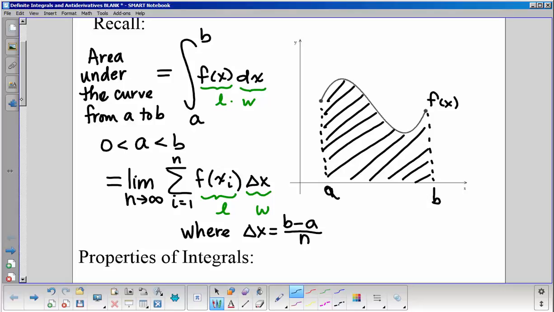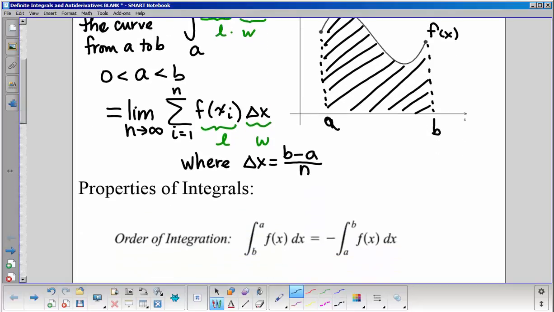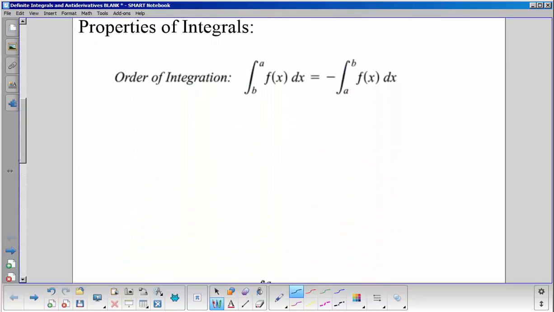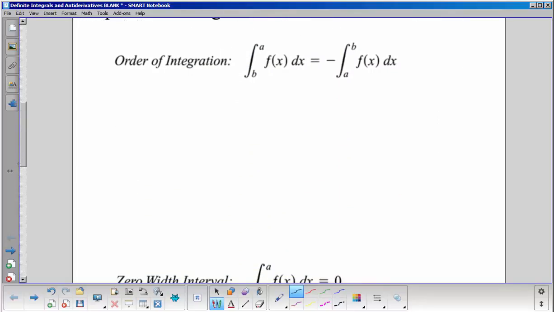And we're going to have to know these facts as we go over the properties of integrals here. An integral is nothing more than an area under the curve from point A to point B. Okay? So, order of integration here.